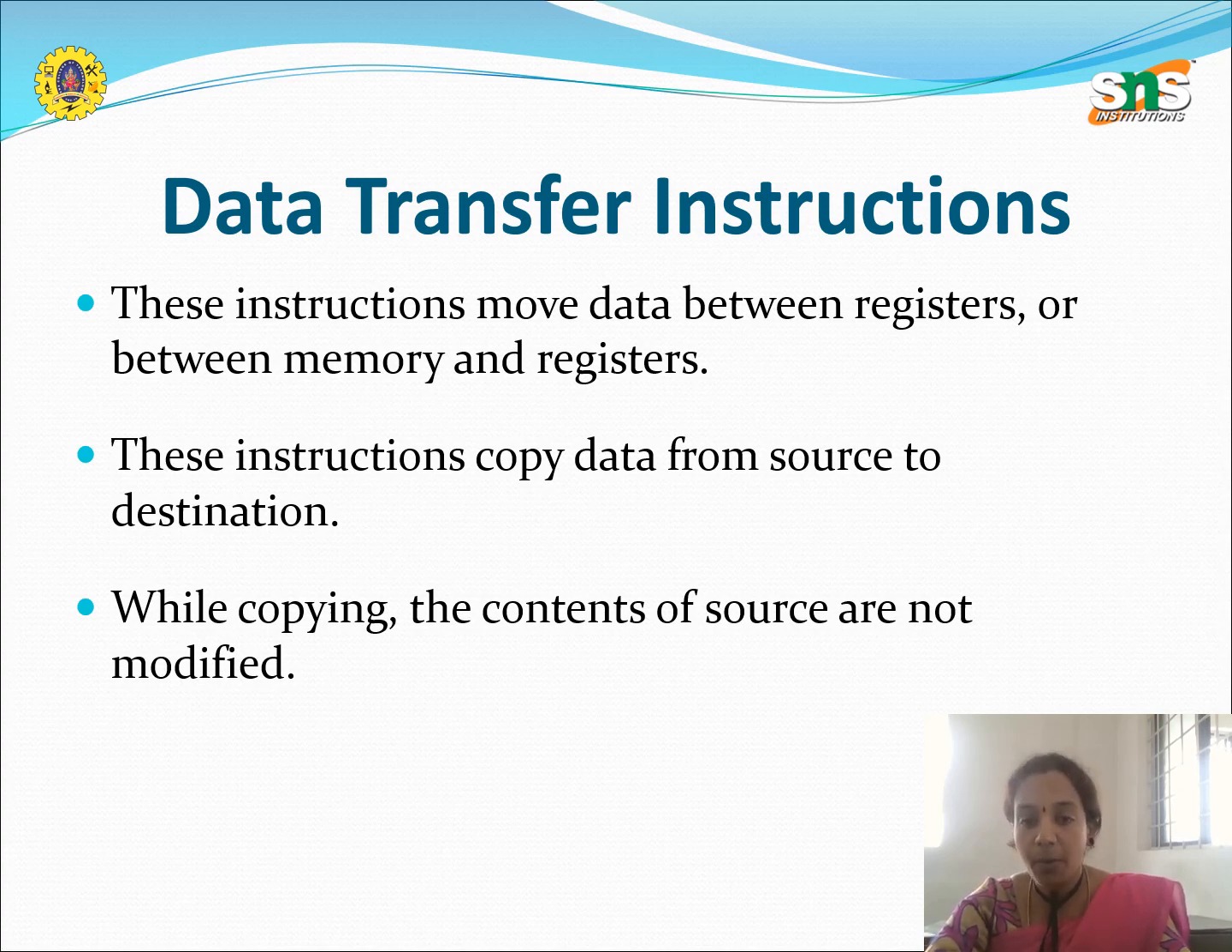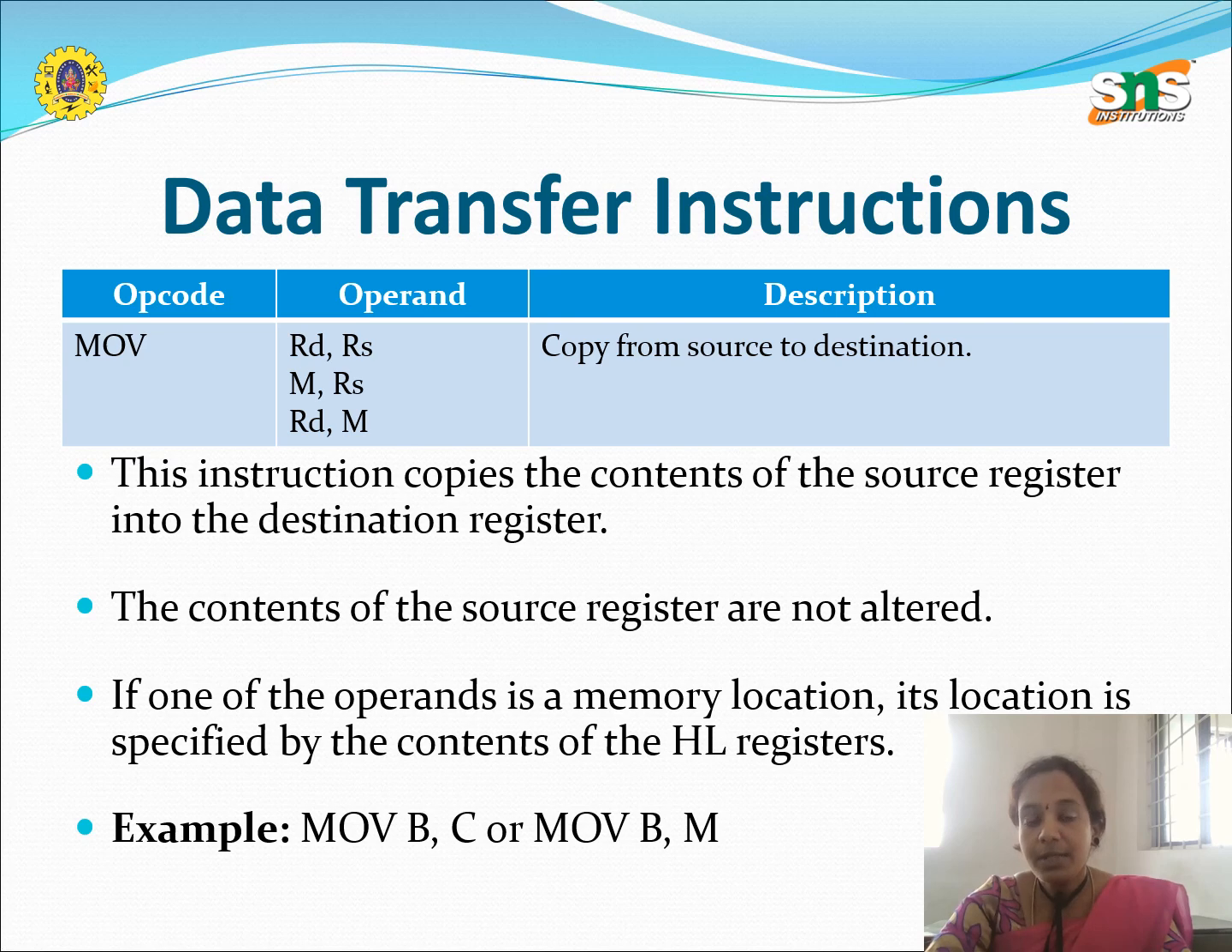These instructions copy data from source to the destination, while copying the contents of the source are not modified. So for example, MOV Rd, Rs, MOV M, Rs, MOV Rd, M are the three types of instructions. The data from Rs would be moved to Rd. Data from Rs will be moved to the memory M. Data from M would be moved to Rd.